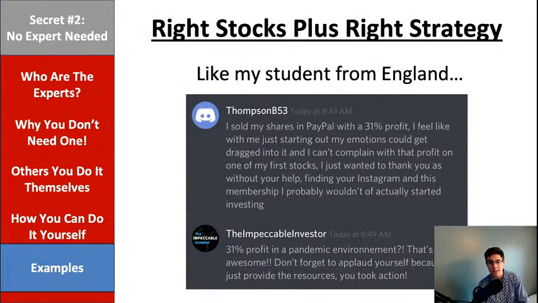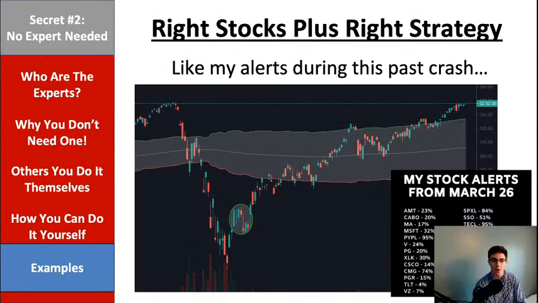My student from England said, I sold my shares in PayPal with a 31% profit, and this was during the pandemic, so that's freaking awesome. Like my alerts during the past crash, where we were able to pinpoint the dip buy on the S&P 500, resulting in these alerts here, or an 804% return, you can do the exact same.